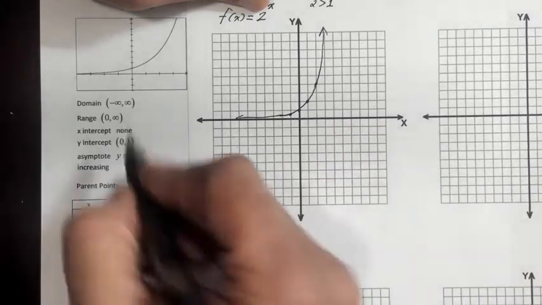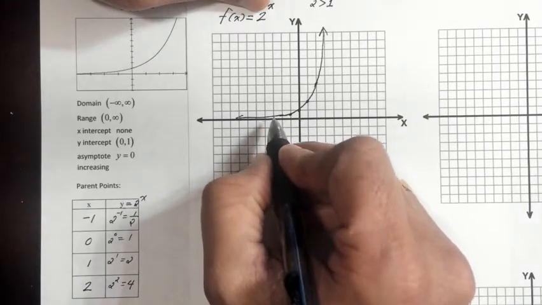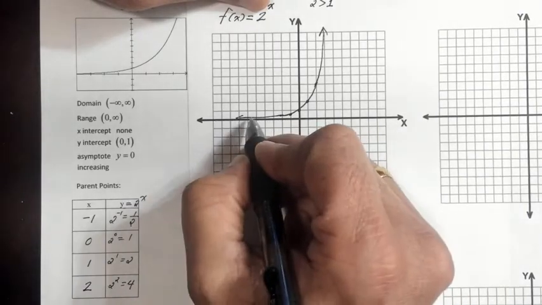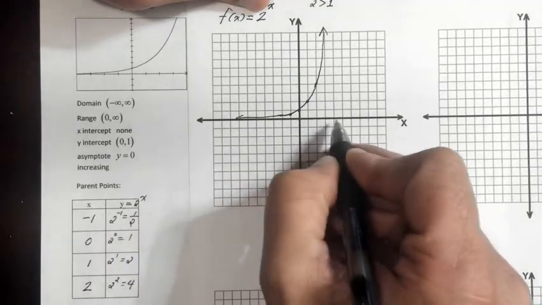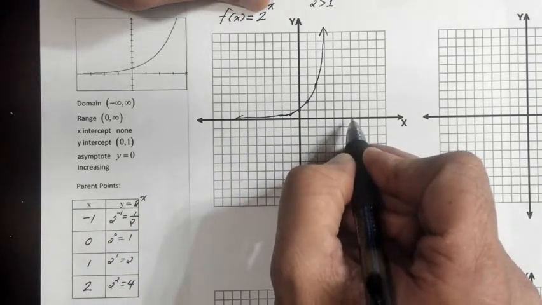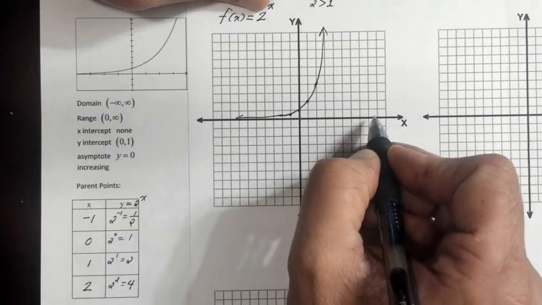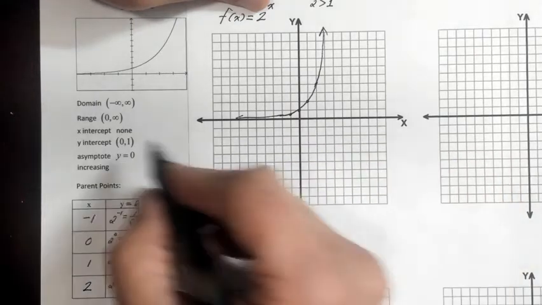So when x takes smaller and smaller values, the curve approaches this line. So this line is the asymptote, the horizontal asymptote, which is the x-axis or y equal to 0. Let's look at the attributes.